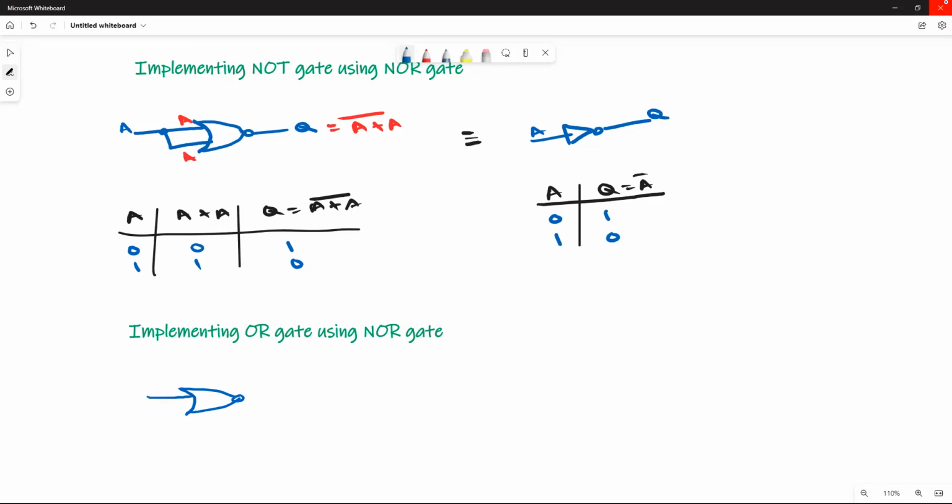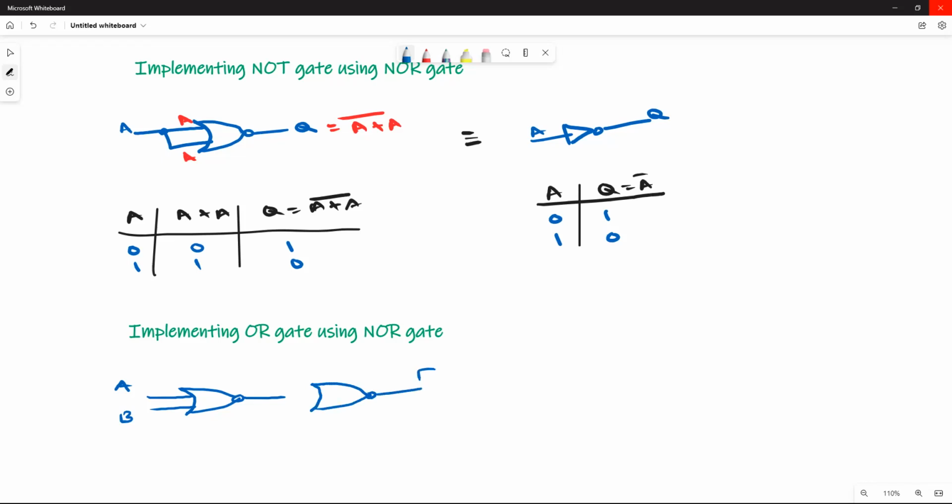So inputs are, we can say, A and B. So we will have the outcome. This outcome will be A dot B bar, isn't it? Sorry, A plus B bar. What we need is A plus B. That means we need a NOT gate. So to get a NOT gate, we add another NOR gate like this.